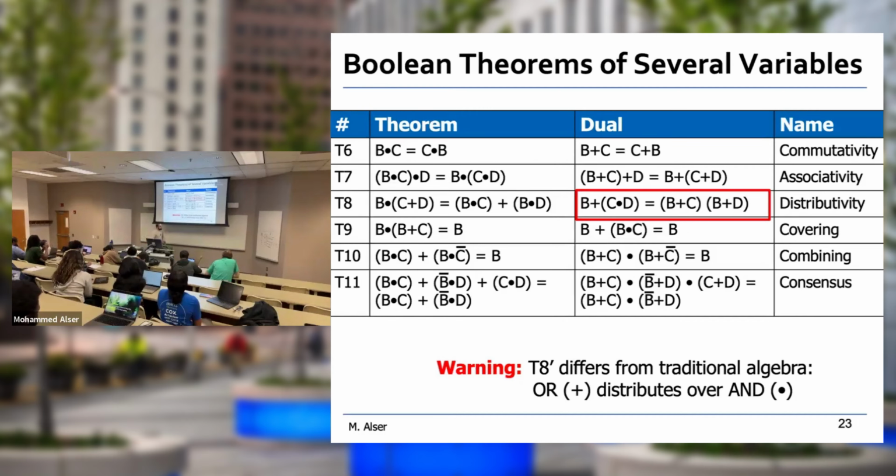Now, if you don't trust it, try it out with the truth table. How many inputs do we have? We have B, C, and D. So we have 3 inputs. So you would try it with B, C, and D, and you would see that.